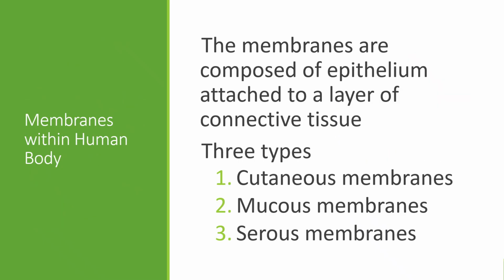And then we need to review membranes real quick. All right. The membranes are composed of epithelial tissue attached to a layer of connective tissue. And there's three different ways to be a membrane. You can be a cutaneous membrane, a mucous membrane, or a serous membrane. And we've already talked about serous membrane, so you really only have to learn about two of these.